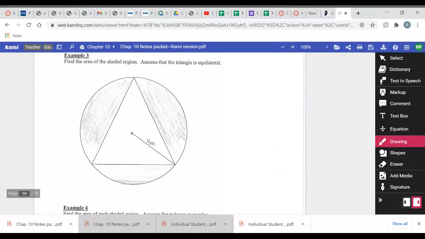There are different ways to find an area of an equilateral triangle. Based on what they're giving me, I'm just going to use the 1/2 apothem times perimeter. The overall idea is I have to find the area of the whole circle, find the area of the triangle, and subtract the 2. If I first find the area of the circle, I know that formula is pi r squared. They gave me the radius from the center out to the circle. I've got pi times 4 squared, and that gives me 16 pi.